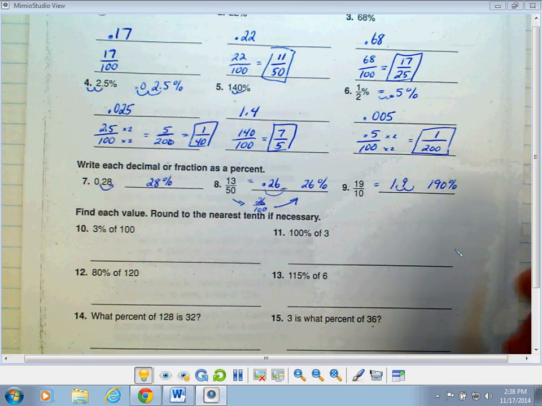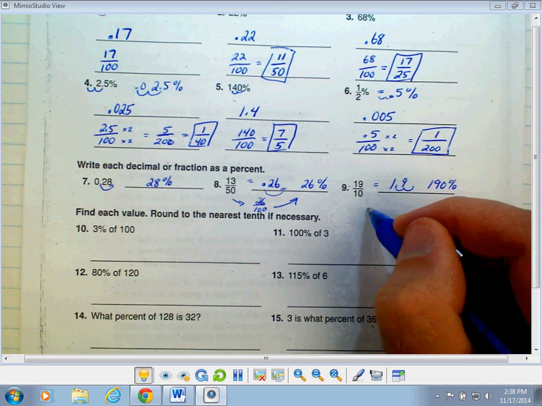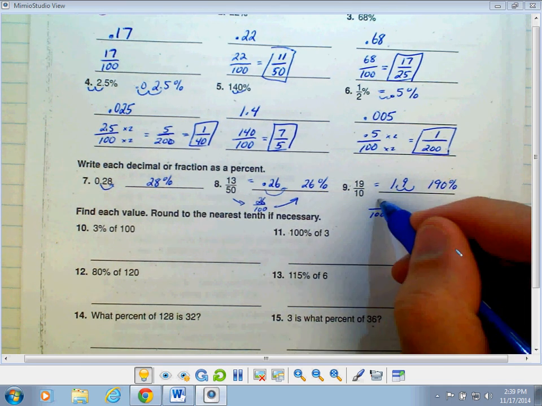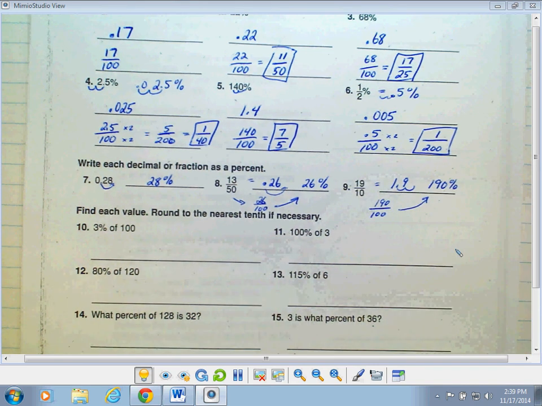On the other hand, what if the 10, let's say it was 100, it would be times 10 to make that 100 on the bottom, and it would have to be times 10 on the top. And again, I know that 190 over 100, anything over 100 is a percent, 190. So there's 2 ways you can approach those. Either way is fine.